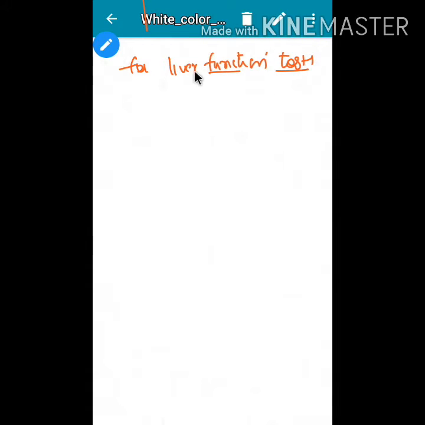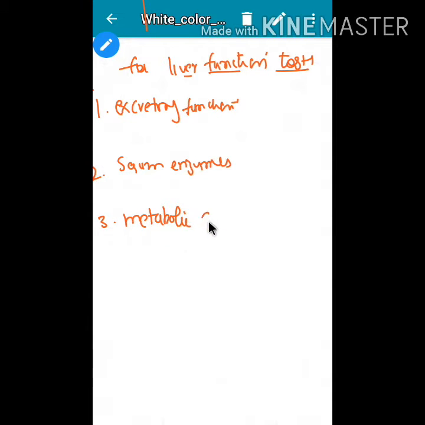In order to understand the liver function test, we should know the various categories of functions of liver. The categories of functions of liver, mainly one is excretory function. Second one is synthesis of certain enzymes by liver. These are serum enzymes. And there are certain substances which undergo metabolism in liver. So these include metabolic capacity, or otherwise we can say metabolic functions.